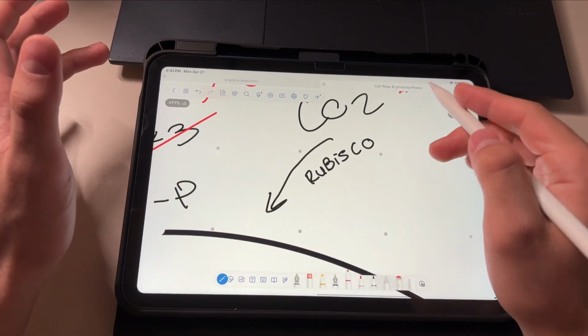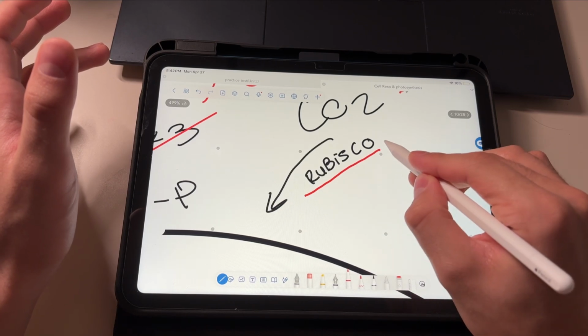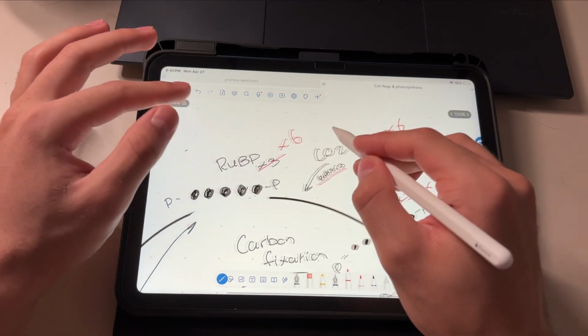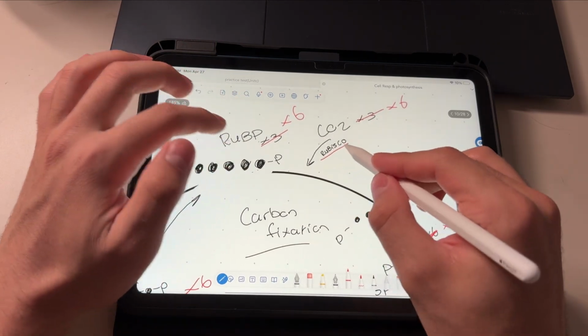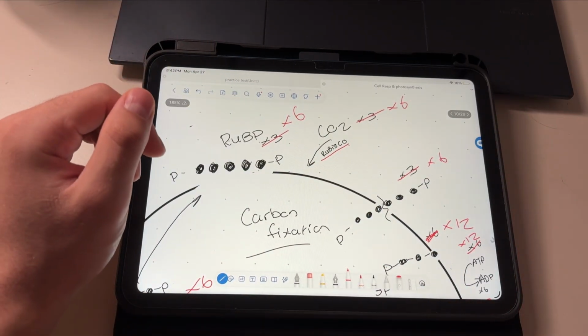This is future me from the video. I am cutting into the video because I forgot to mention there is Rubisco, which is an enzyme that catalyzes the CO2 and the RuBP, forming the 6-carbon molecule. So the Rubisco is needed in order to catalyze this reaction to happen.